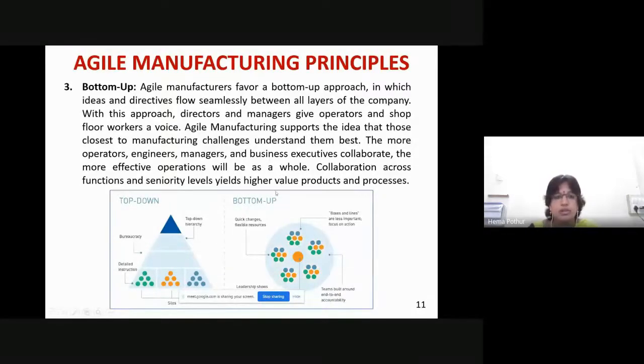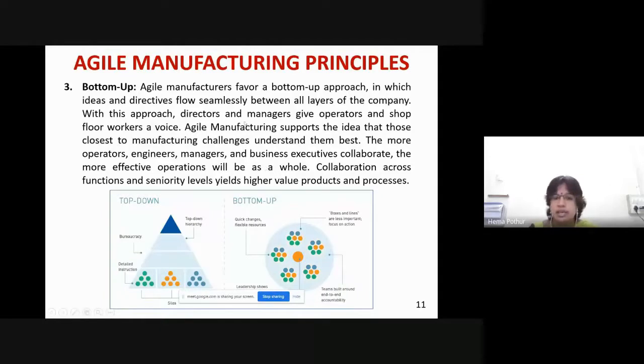To sum up all these things, what exactly this Agile manufacturer's flavor is, is a bottom-up approach in which the ideas and the directives flow seamlessly between all the layers of the company. Directly it will flow. There won't be any kind of interruptions in between. It will be flowing all the way between the entire layers of the company, right from the resource line to the leadership, to the teams who are building the product design, and finally the boxes which will be focusing on that particular action.